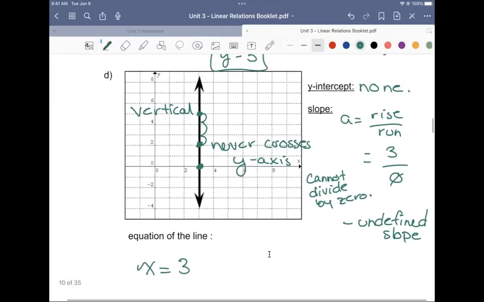Reason being is because any point along this line, no matter how far I draw it, x is going to be equal to 3. If I take a look here, when y is equal to -3, x is equal to 3. If I take a look here, when y is equal to 7, x is equal to 3. If I took a look at y is equal to -1109, it would still be x is equal to 3.